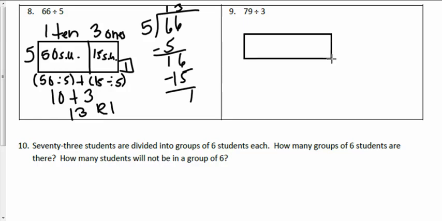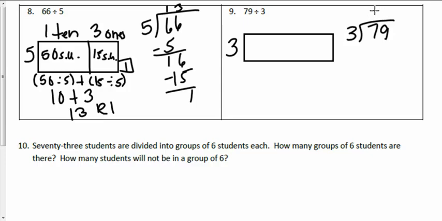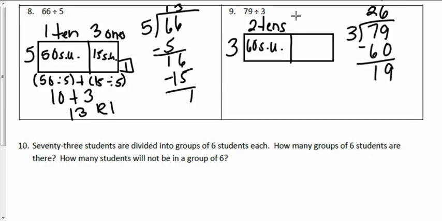Okay, so I've got 79 divided by 3. Make my width 3, and I have 79 divided by 3. So that would go into 7 2 times. So this would be 2 tens, which would give me an area of 60 square units. When I subtract 60, that leaves 19. So 6 times 3 is 18, so I'm pretty sure that's as close as I'm going to get. That will give this an area of 18 square units. That's going to leave me with a remainder of 1.